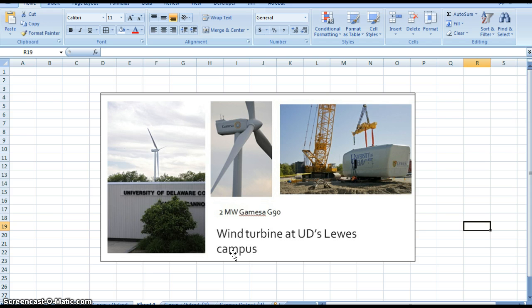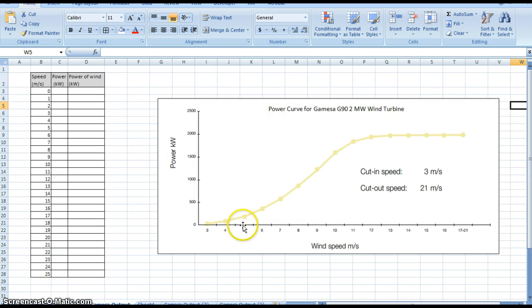They've had this turbine in operation since 2010, and it is still currently in operation. And it is a 2 megawatt turbine. Now, as we went over in class, a 2 megawatt turbine does not mean that the turbine is generating 2 megawatts of power at all times.